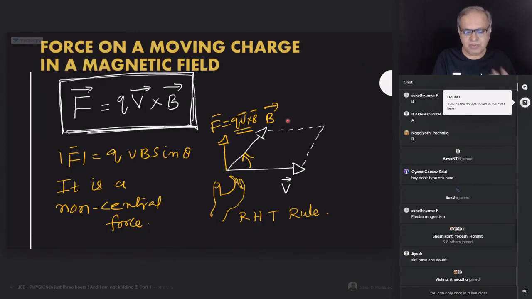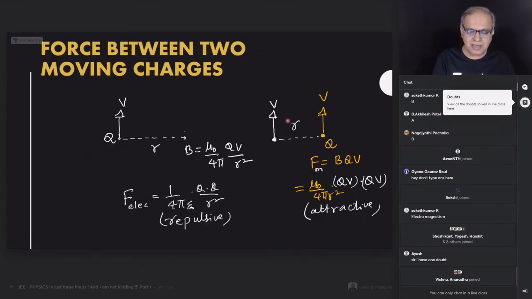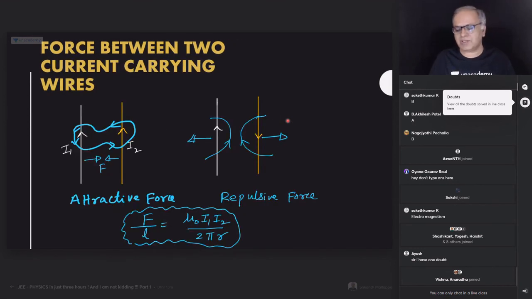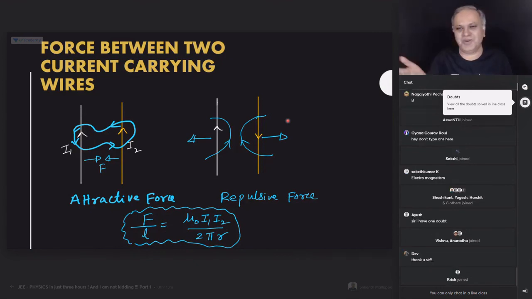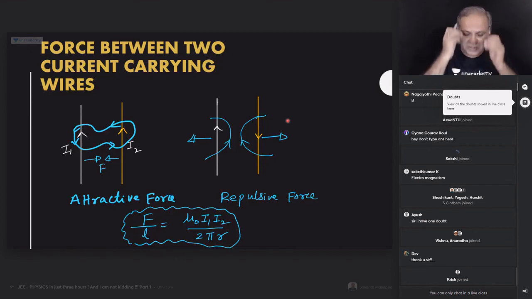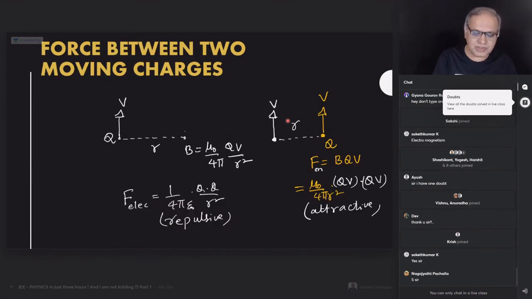Then force on a moving charge, and then force between two moving charges, force between two parallel wires. That's all and nothing else. These are the forces in the 11th and 12th syllabus, but that's all. So only these forces we deal with. Do you follow? I'll come back to explain each of the forces anyway, but I just wanted to show you that this is all the syllabus we have about forces.